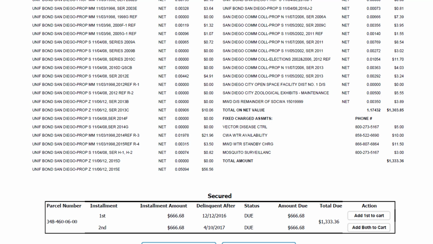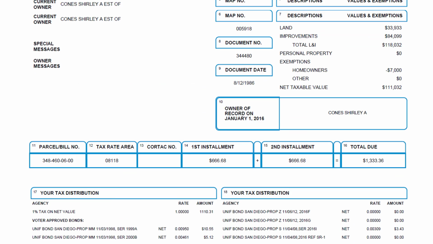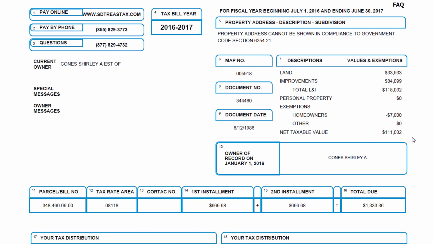So next we will talk about supplemental taxes because, of course, anytime the market is going up, your sellers are going to have a lower taxable value than you do. In a down market, it's the opposite. So next we'll talk about supplemental taxes.